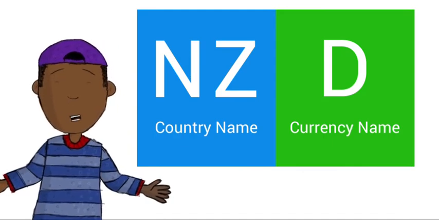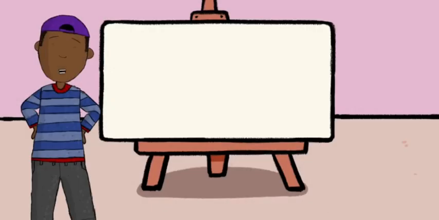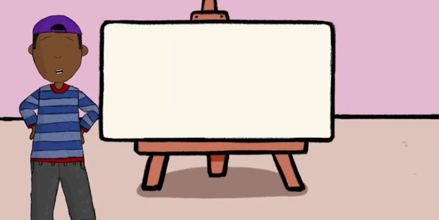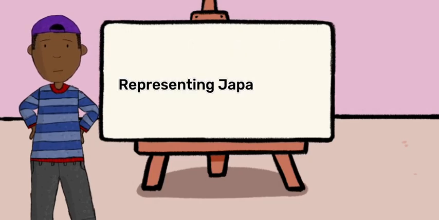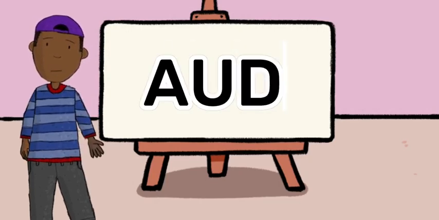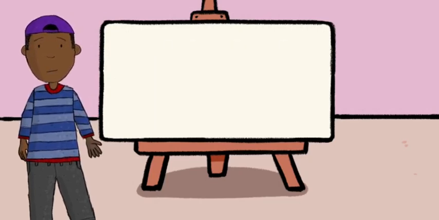Currencies are always represented by 3 letters, the first 2 having something to do with the name of the country, and the third designating its unit of currency. Some examples are JPY representing Japanese yen and AUD representing Australian dollar.